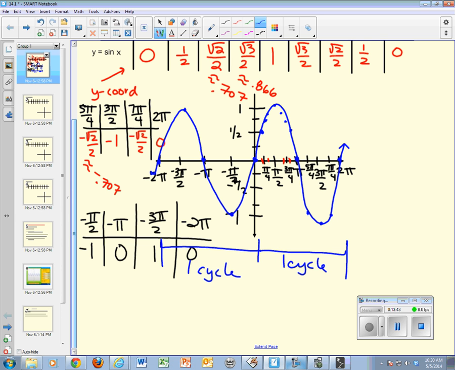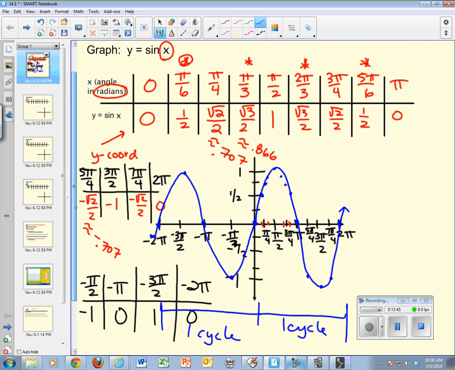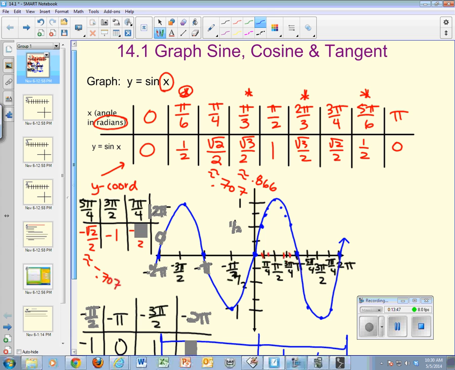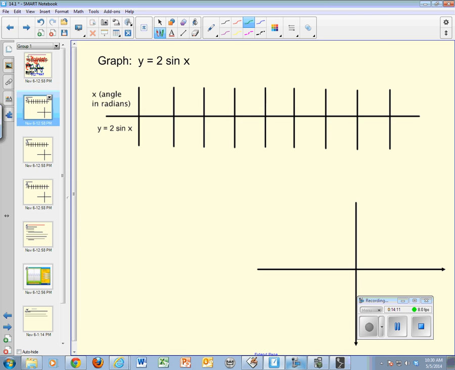We're not going to graph all of these points. We're going to graph the important points so we can see the shape. And the important points would be the x-intercepts, and the max and min. We don't really need the rest of it if we know what the shape of it looks like. Okay? So how are we going to find that? Well, we'll do that in these next slides here.